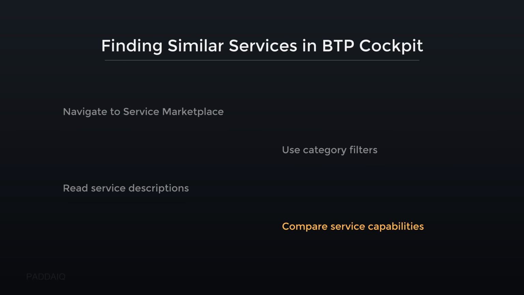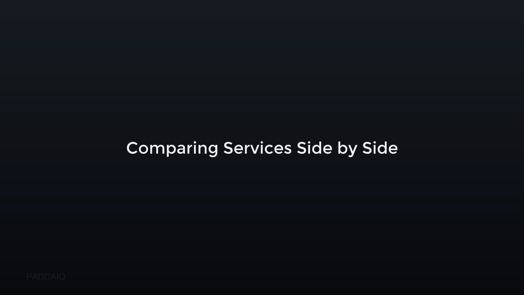Compare service capabilities. This means evaluating different services to see which one best fits your needs. For example, if you need a database, compare SAP HANA Cloud's in-memory speed versus PostgreSQL's flexibility for your app's requirements. Choosing the right service ensures your solution is both efficient and cost-effective. Comparing services side by side.